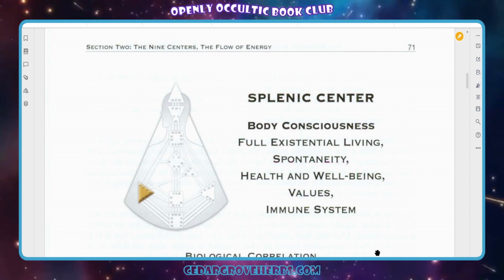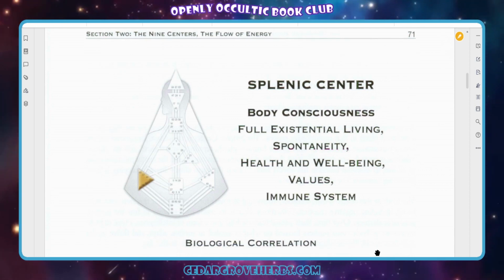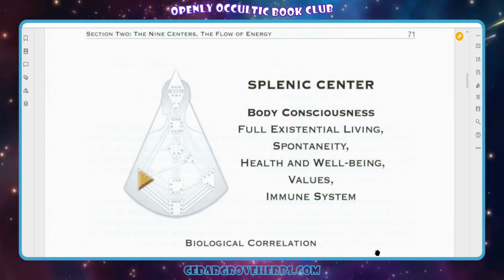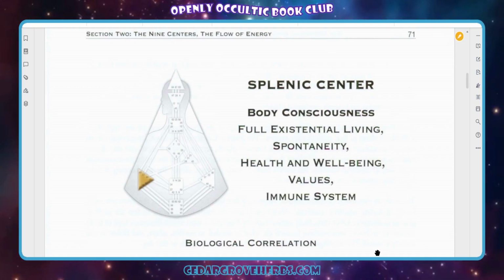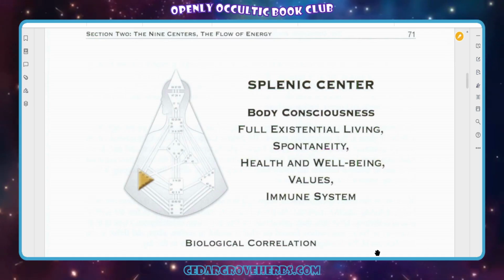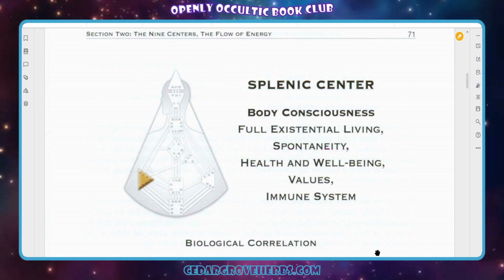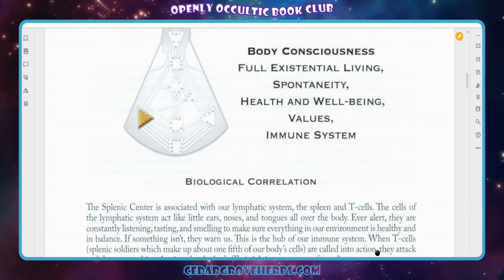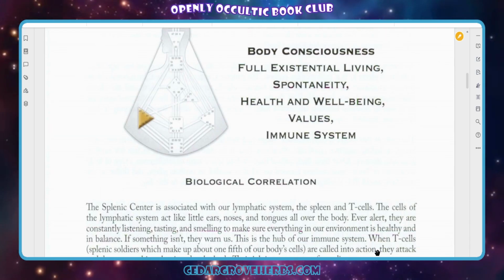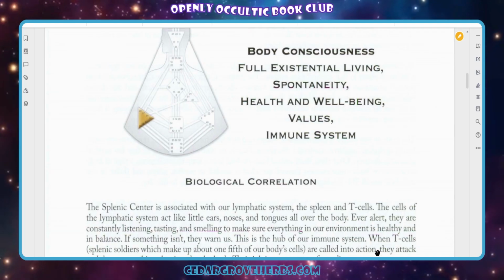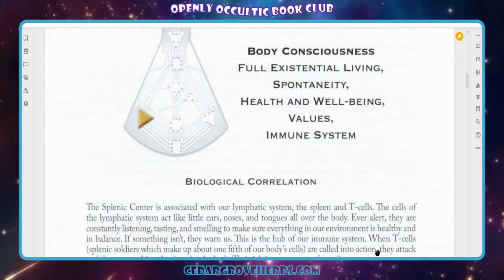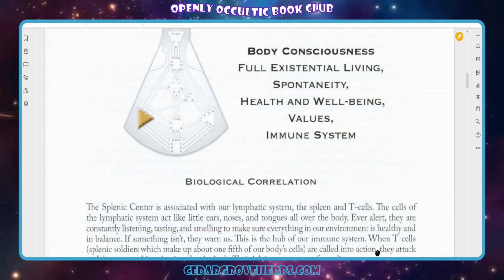So now we're here at the Splenic Center, and this center's theme revolves around body consciousness, the full existential living, spontaneity, health and well-being, values, and the immune system. Hmm. The immune system. I like this. Now we can get into different viruses and sicknesses.